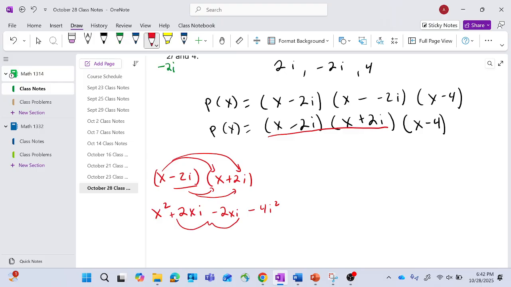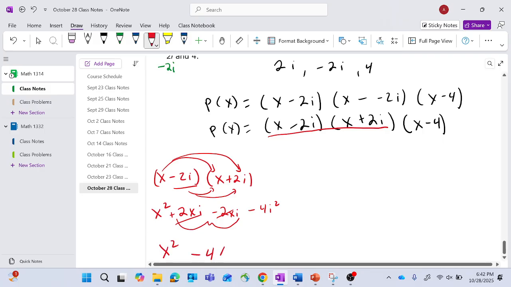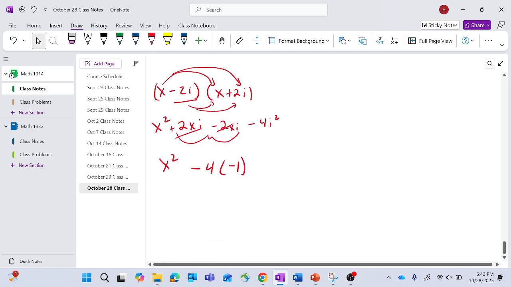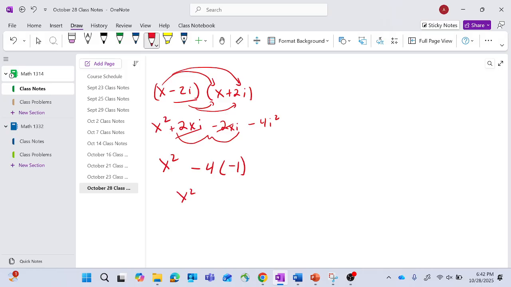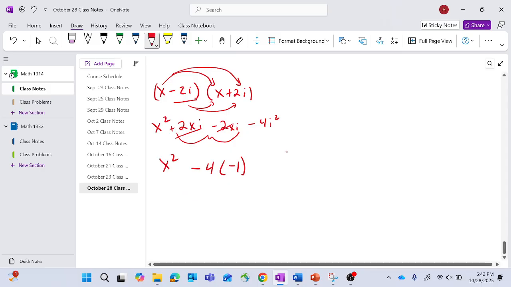Well, those two terms in the middle, they cancel out, right? Positive 2xi minus 2xi is just 0 because they're the same thing, with just different signs. And i squared, remember, that's just negative 1. So what I have is x squared minus 4 times negative 1. That's what I have right now because i squared is negative 1. So we get x squared plus 4.